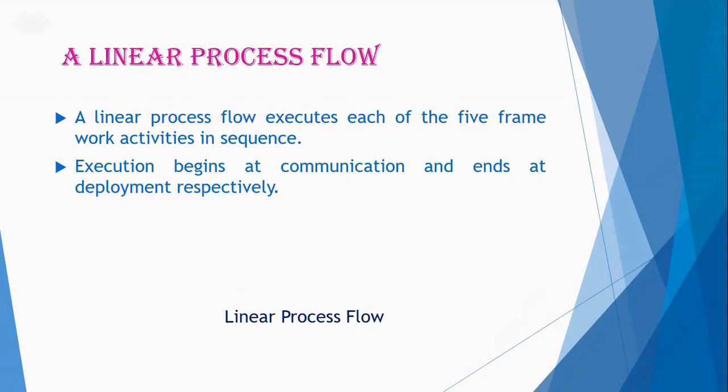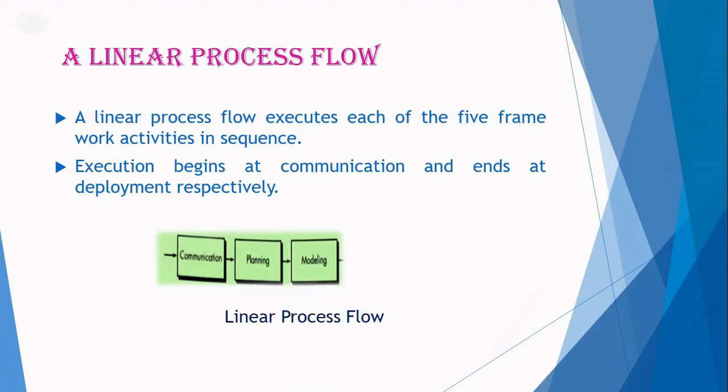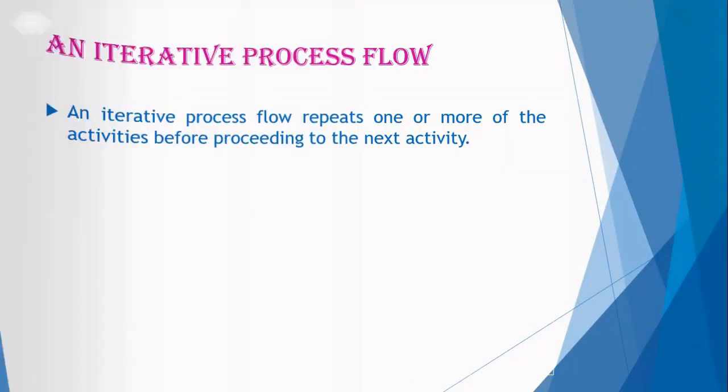A linear process flow executes each of the 5 framework activities in sequence. Execution begins at communication, then planning, then modeling, then construction and then deployment. Execution begins at communication and ends at deployment respectively in a linear fashion.